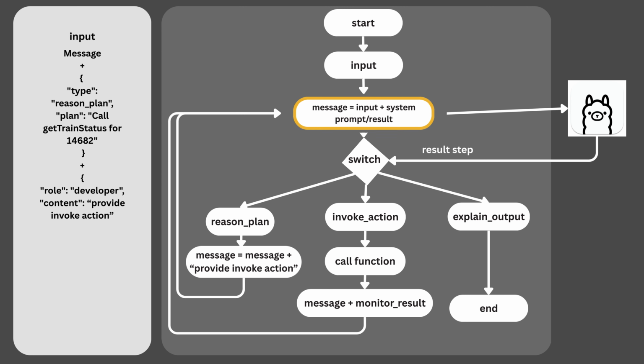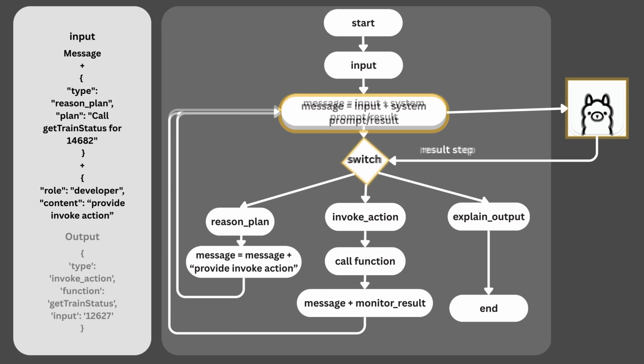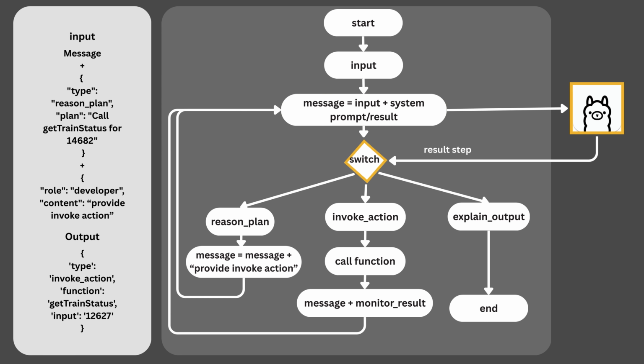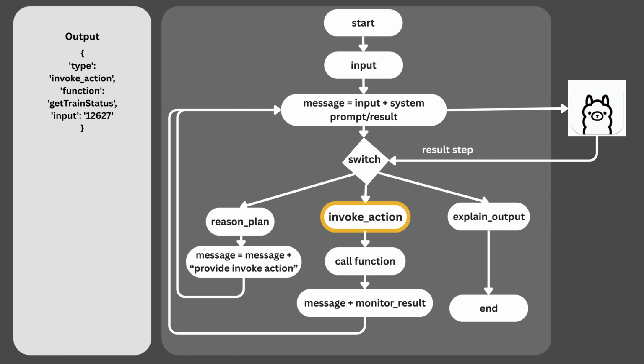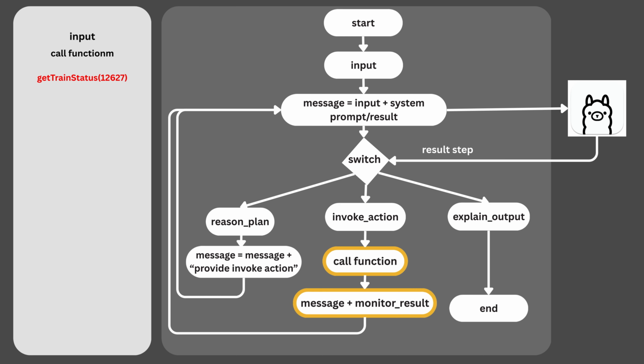Now if you see here, we got the output as invoke action function. This is JSON, with type invoke action, on the basis of which we are going to call the switch. Then we get the invoke action, which is a function, and the function is get train status. So we know what the function is and what input is going to be passed to it to get the actual result. This function calling will be handled by us.